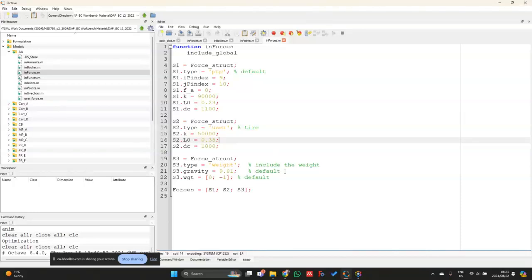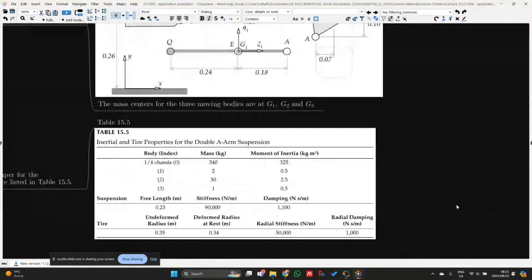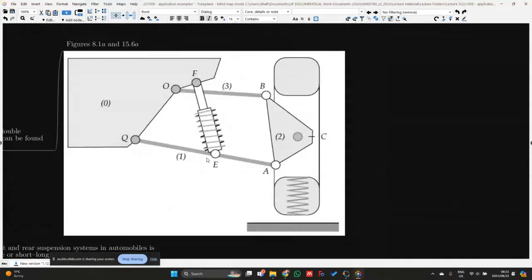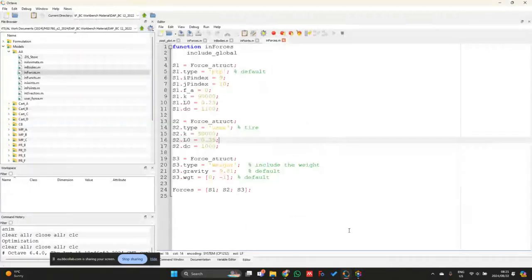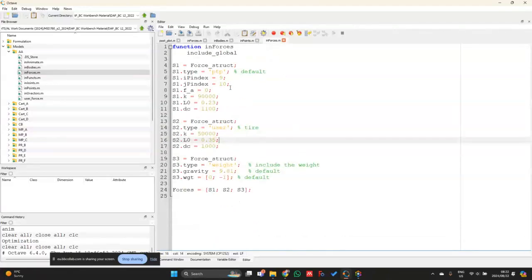So this is simply for the suspension system acting between, if we go back, it will be between these 2 points, points F and E. So this is the point-to-point spring damper mechanism that we're modeling over here. So its data is given. So we simply first specify the actual point indices between which it acts. So point index 9 and 10. If I go back to in points, then you'll see that since we have a list length of 10, we're working with E1 and F0. So those are the 2 points that it's acting between.